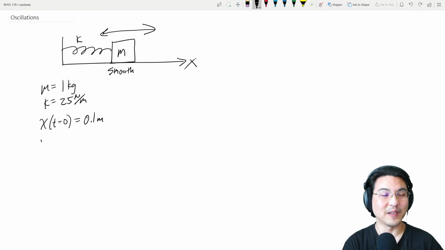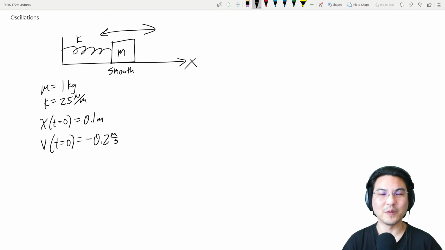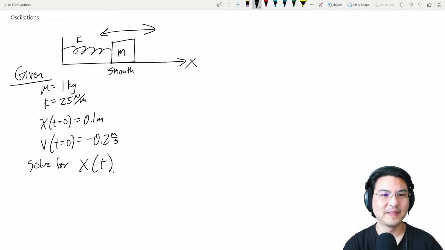And then let's say the initial velocity, so the velocity at t equal to 0, is something. I'll just make up some number. Okay, so we're given all this information. Now, let's solve for the position, the position as a function of time. Okay, how do we do that?